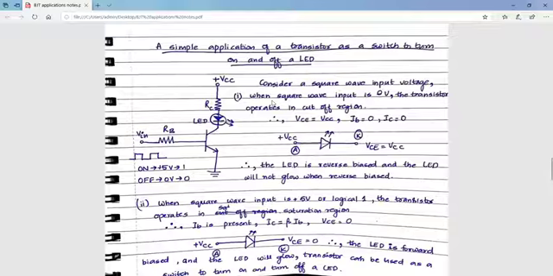So now let us consider a square wave input. When the square wave input is 0, that is equal to 0 volts, and when input is equal to 1, it is equal to plus 5 volts. Clear?